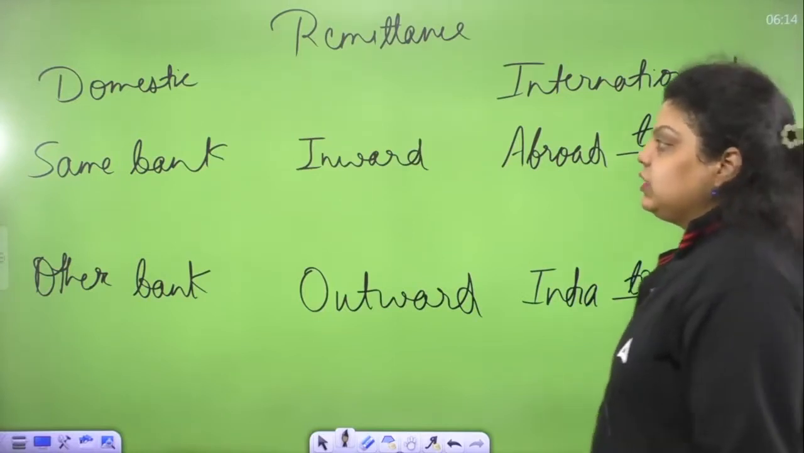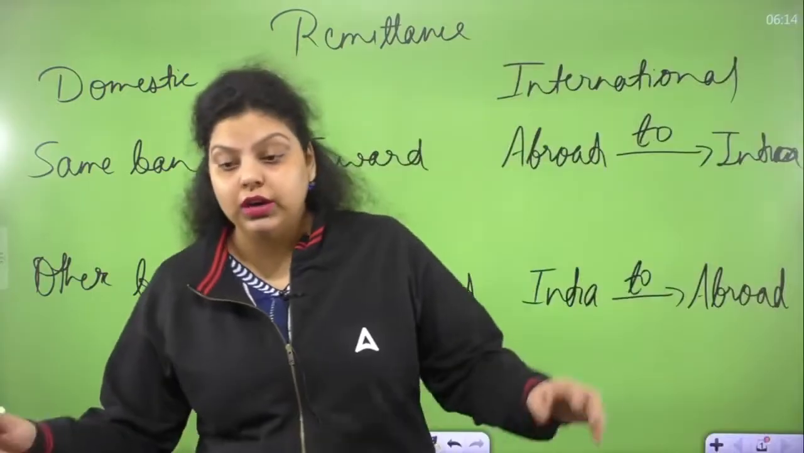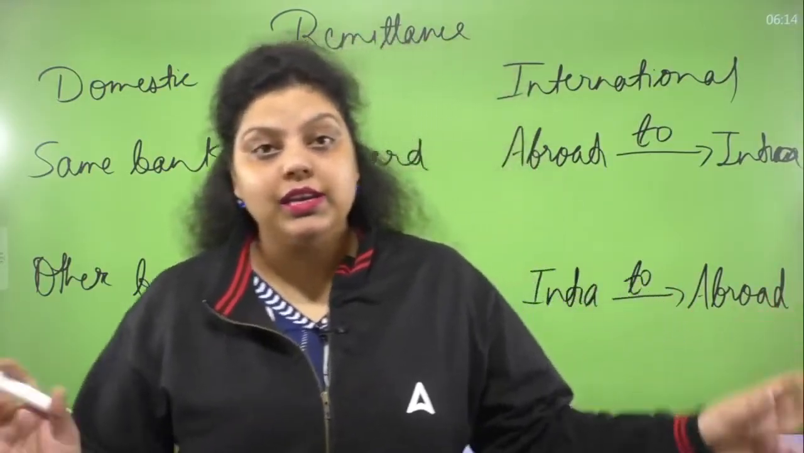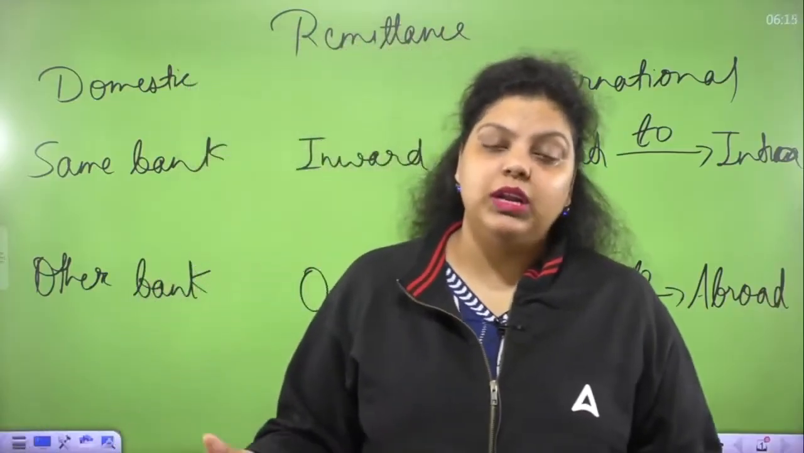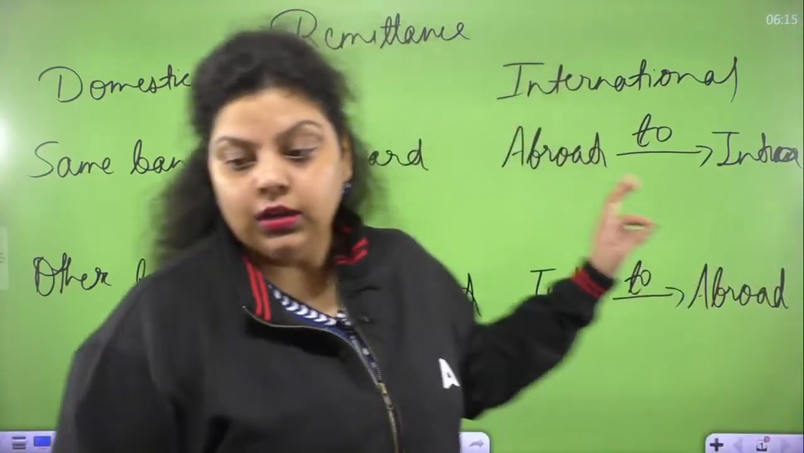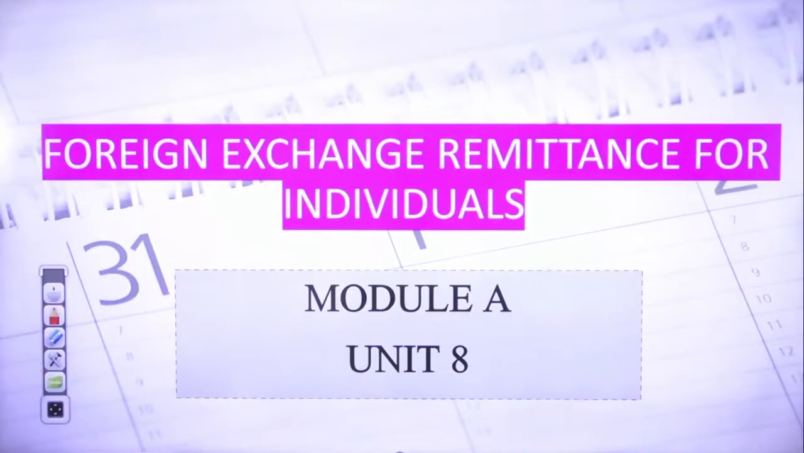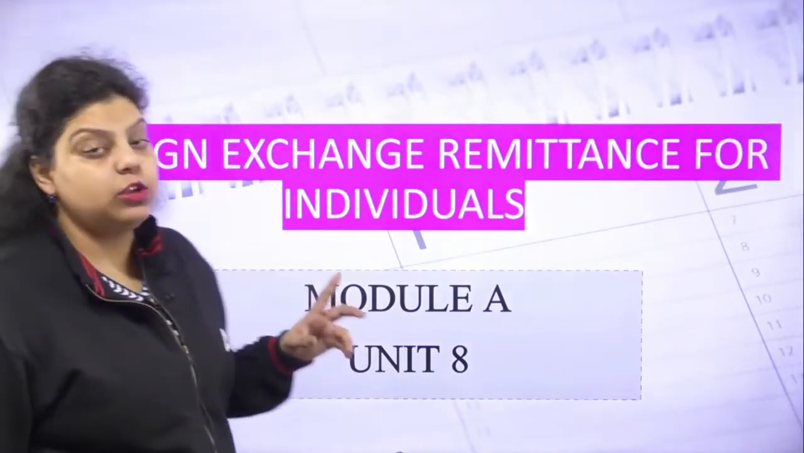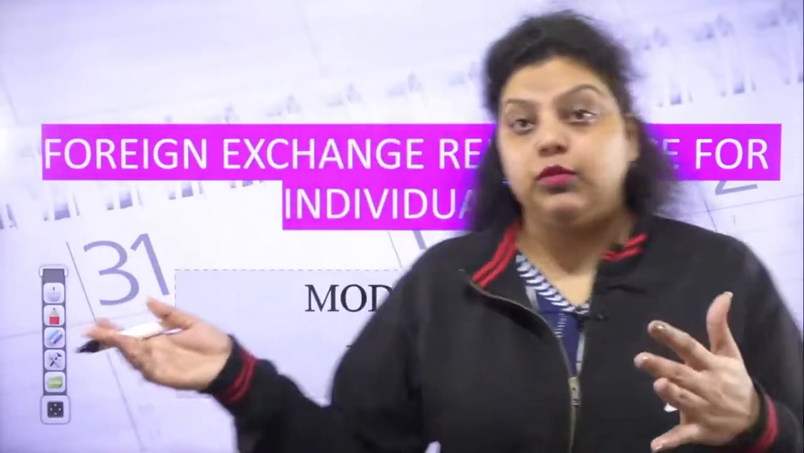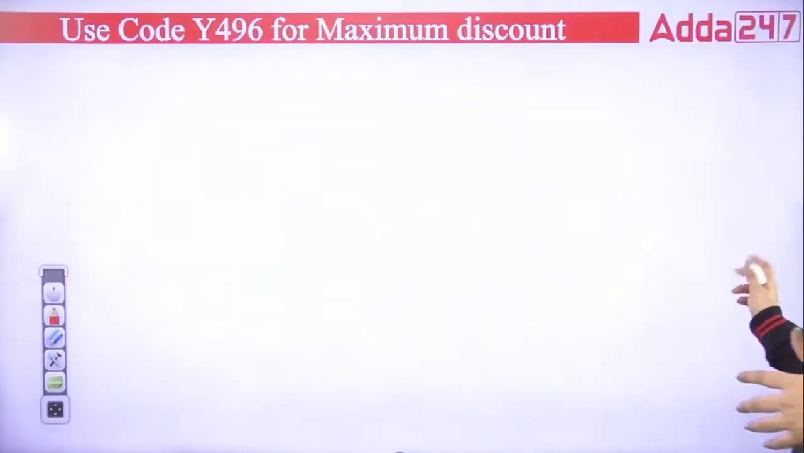So do remember, in the domestic remittance, inward and outward will be different. In your international remittance, the meaning of inward and outward remittance will be different. So both you have to remember here. Now this is what we are going to talk about. If you are doing a foreign exchange remittance for individuals, what are the instruments that can be used? What rules and regulations have to be followed? So let's start with the first question here.